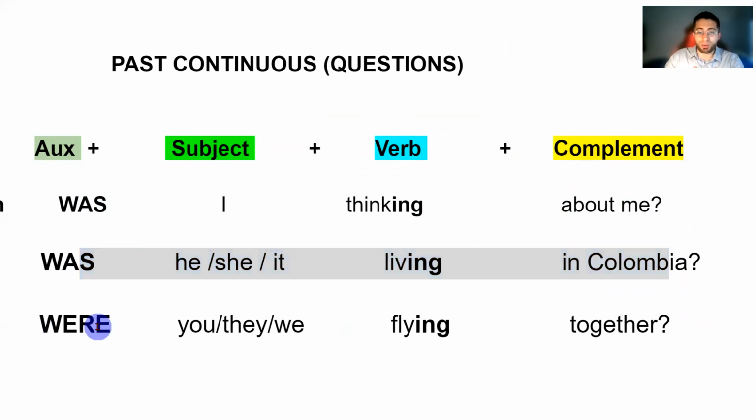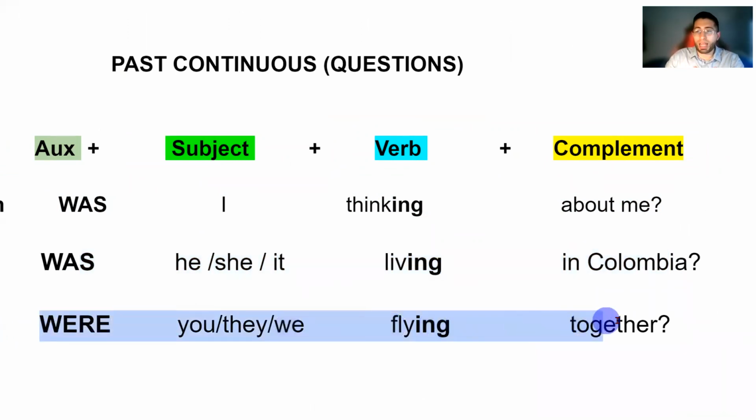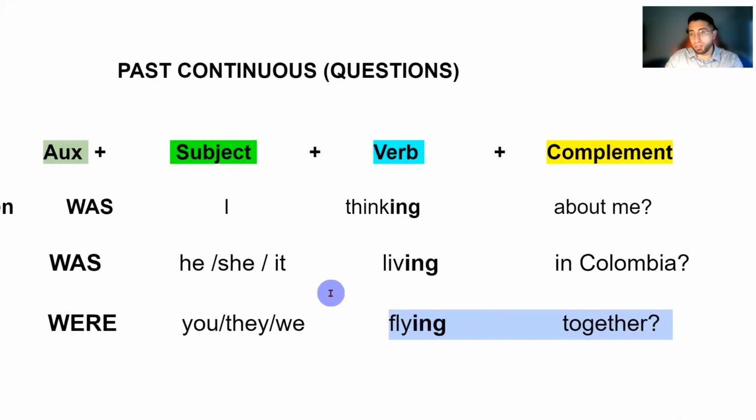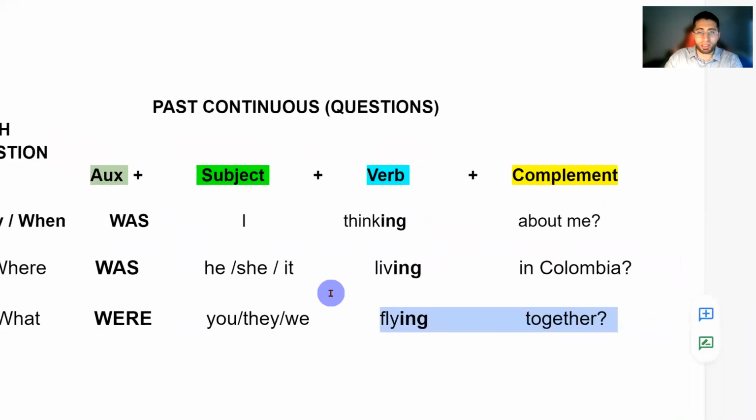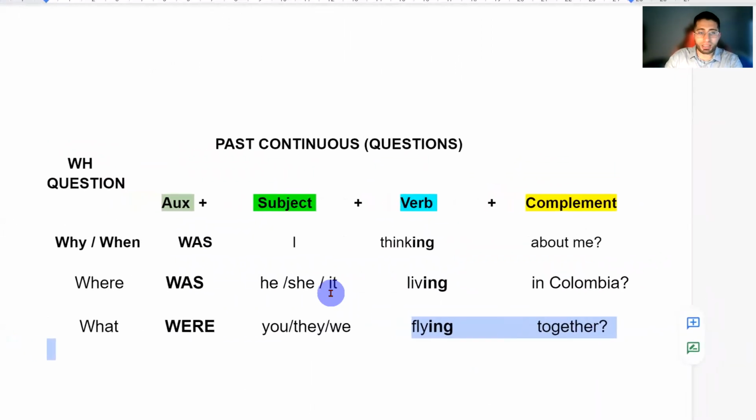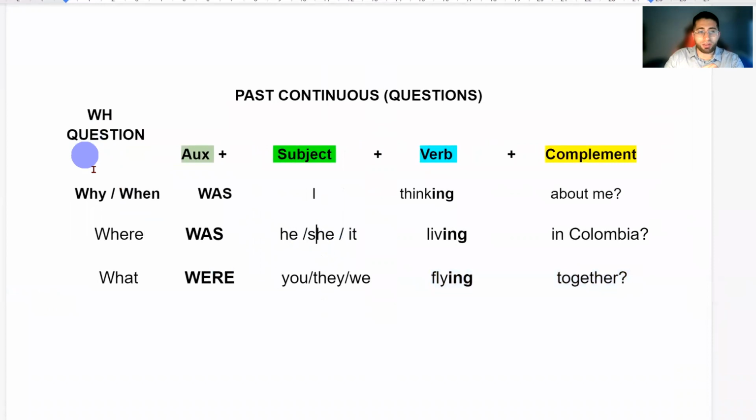Or were you, o estabas tú flying together? Were you flying together? ¿Estaban ustedes flying, volando juntos? ¿Cierto? Bueno, ahora guys, you know, esas preguntas de sí o no. Yes, no. Sí, si estaban volando, no, no estaban volando. ¿Ok? Ahora, chicos, the next thing is that we have the WH questions, right?